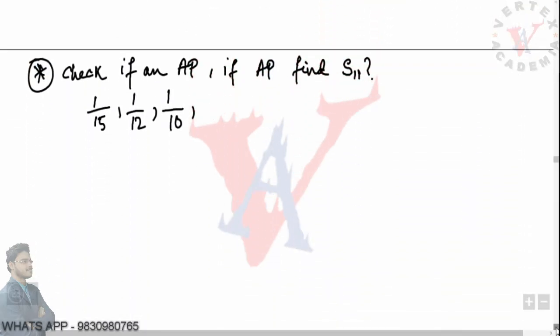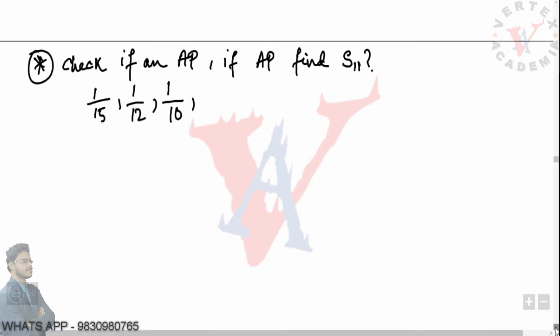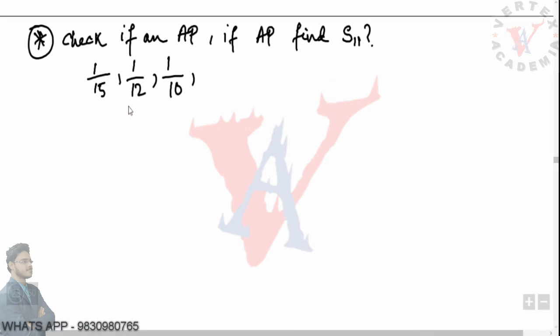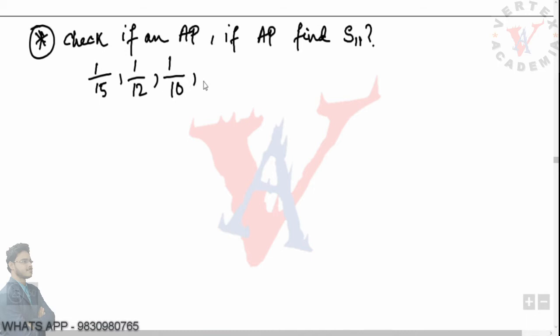The problem says: check if it is an AP, and if it is an AP, find S11. So we have to check whether this progression, 1 by 15, 1 by 12, 1 by 10, and so on, is an AP or not. And if it is an AP, then we have to find the sum of the first 11 terms. So first let us check whether it is an AP or not. To check, we need to check the common difference.